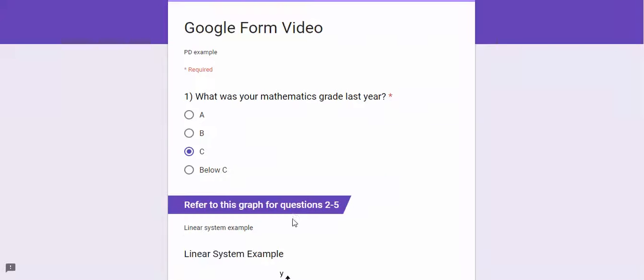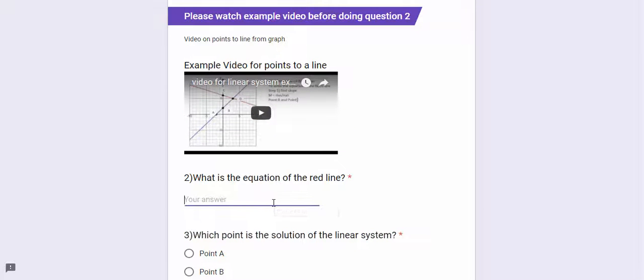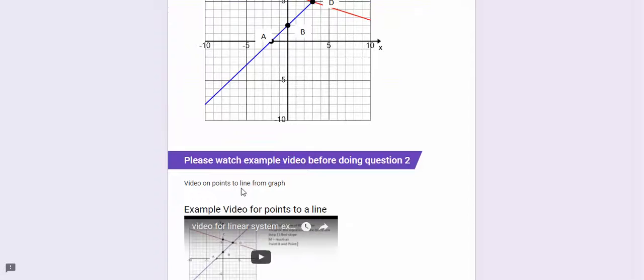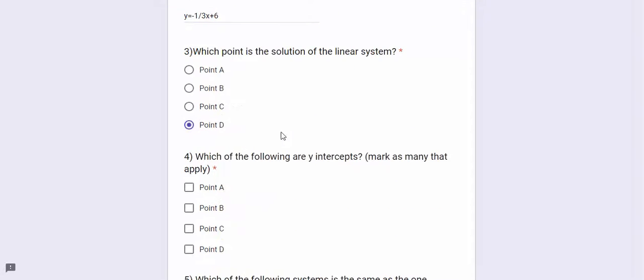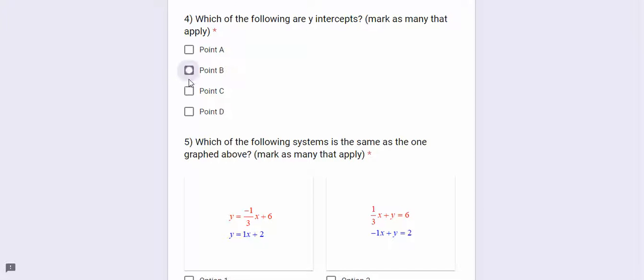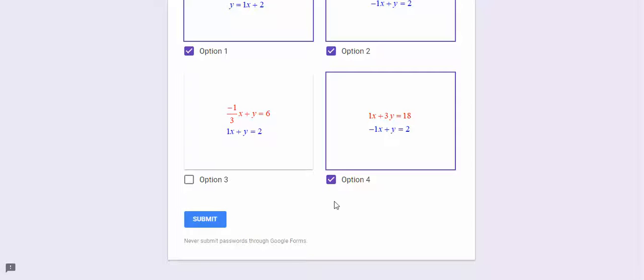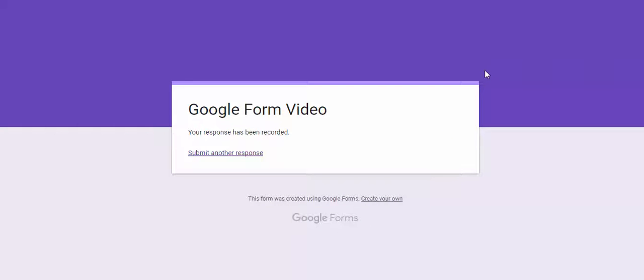But this time I was lazy, so I said I got a C last year. Okay, I'm not going to watch the video here either, but I got the idea that that was a negative slope, so I've got that. The solution to a linear system is definitely D. Which ones are the y-intercepts? B and C were the y-intercepts. And then I'm going to pretend that I knew those answers just by sight. Okay, now that I've collected 3 different sets of email examples, this is off the email, so I'm the same person doing the same thing there.